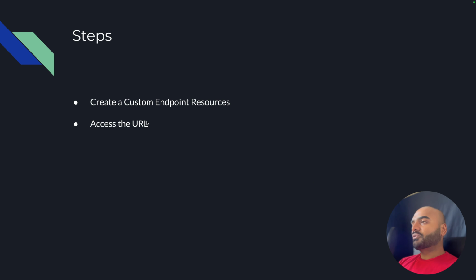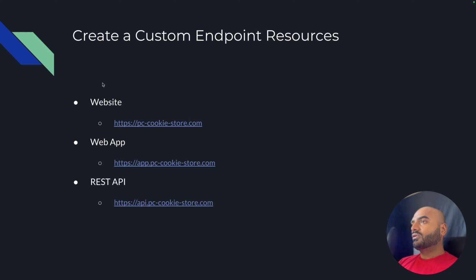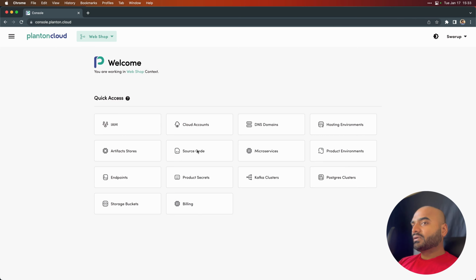The steps to accomplish that are to create custom endpoint resources and then access the URL. That's it. To create the custom endpoint resources on console, we are going to do it for all three microservices. We have a website microservice, a web app, and a REST API. Now let's go to the console app.